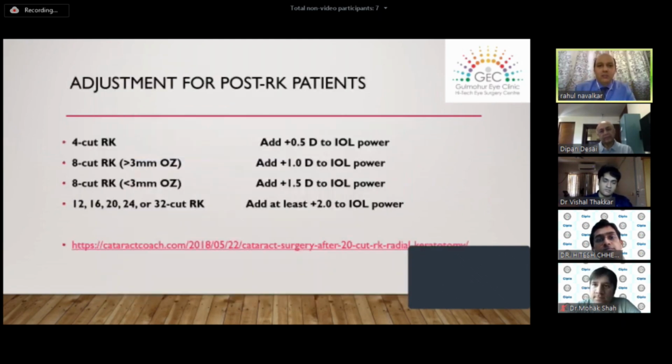Now, these are some adjustments suggested by Dr. Uday Devgan on his cataractcoach.com website for an estimation of how much to adjust the IOL power in RK depending upon the number of RK cuts. This is what I do.